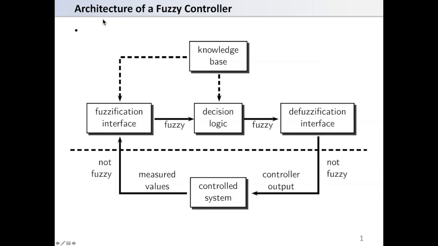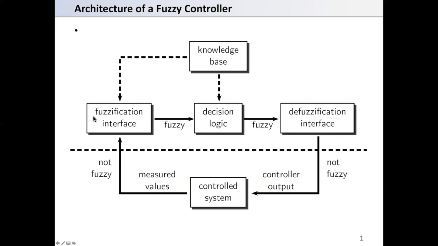Here is the architecture of a fuzzy controller. The upper part corresponds to the controller, and the lower part corresponds to the environment which is to be controlled. In the environment part, the controller should produce a controller output which controls the system. And from this environment, we measure some values, and accordingly, the output of the controller is decided. This part is not fuzzy. The control variable value and also measured values are crisp.